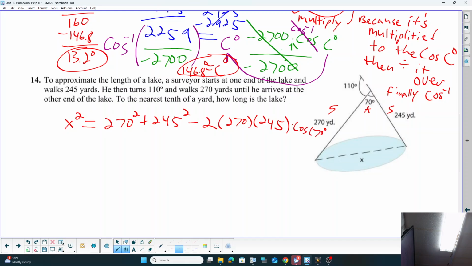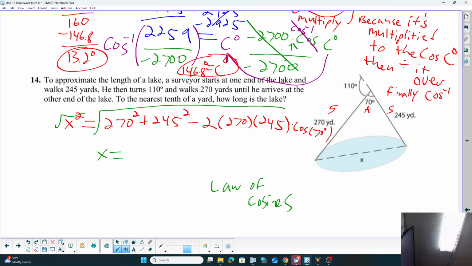Here, 70 degrees. And so you're going to plug all of that into your calculator, and then you're going to square root it. So go and find x. Right? Using the law of cosines. Because you have side angle side.